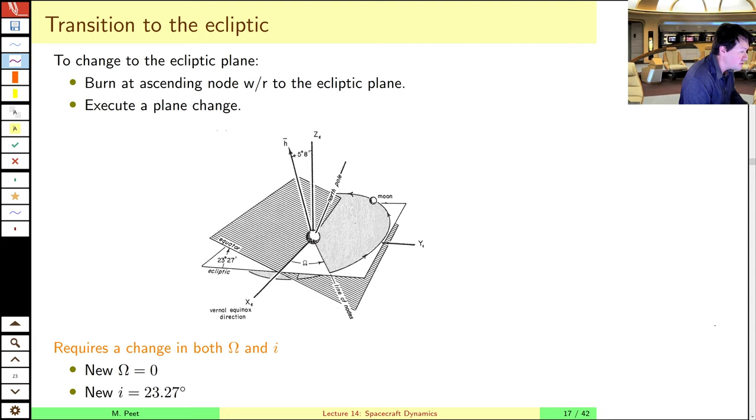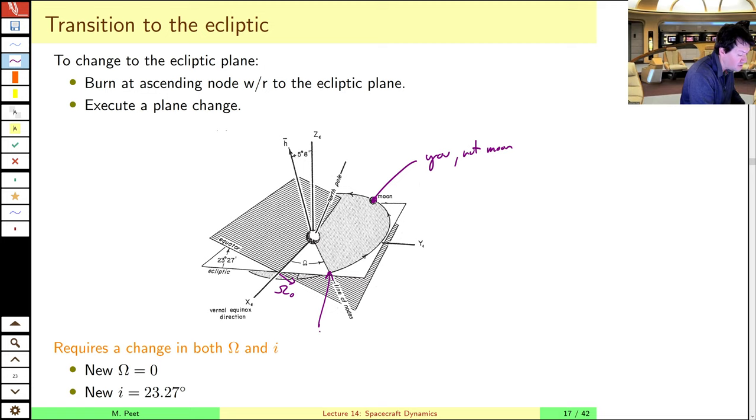So, how are we going to do this, right? So first of all, we want to insert into the ecliptic plane at the ascending node. So when we're moving below, pretend this is you, not the moon. So here's our orbit, and here's the equator. This is our initial right ascension. Here's the ecliptic plane. Here is our intersection. It's at the ascending node.